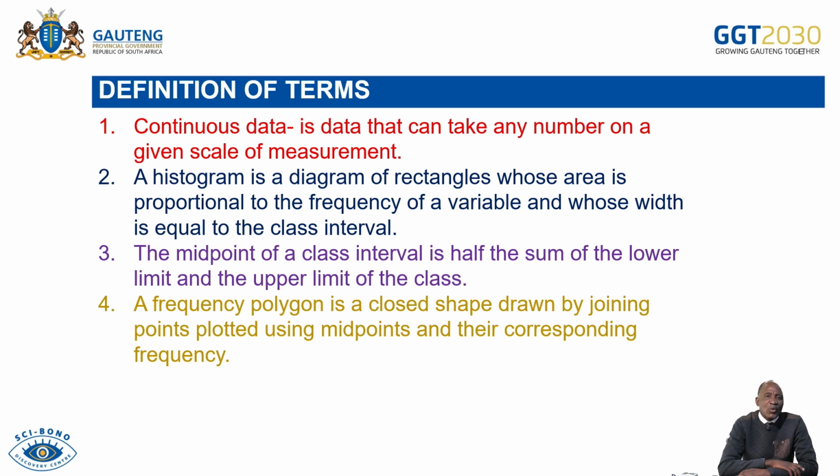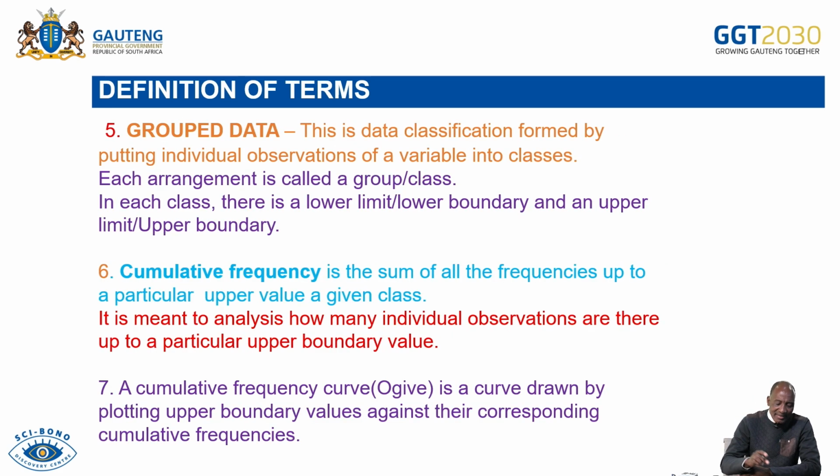Right, a frequency polygon, therefore, is a closed shape drawn by joining points plotted using the midpoints and their corresponding frequencies. There is a reason here why we are emphasizing the word midpoints. We are going to look at midpoints at a later stage. Why would one talk about midpoints in grouped data, right? Then, what do we mean by grouped data? This is the data classification formed by putting individual observations of a variable into classes. In other words, you make an observation. Let's say you are looking at the distribution of marks in a particular examination.